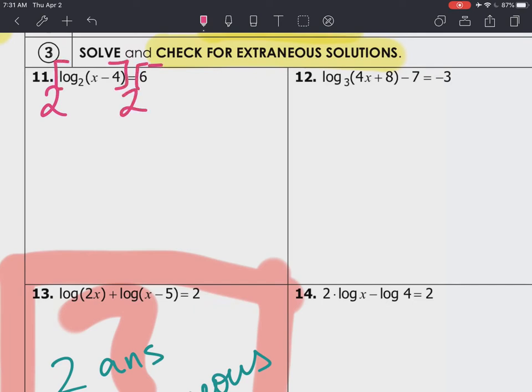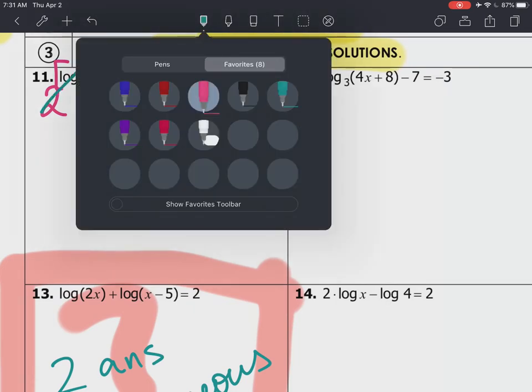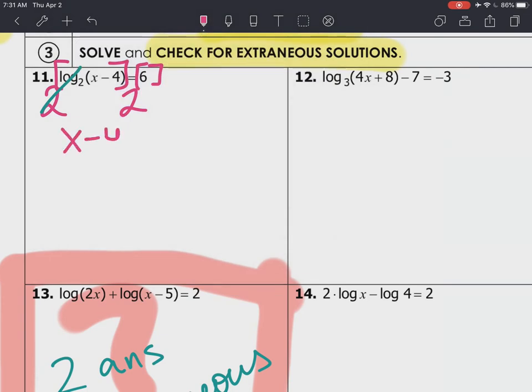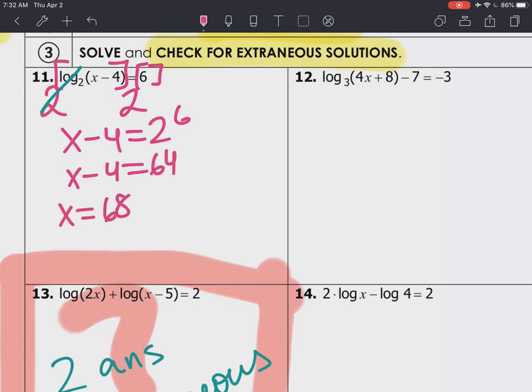I'm going to put a really big 2 just to show that the 2 is the base, and everything that was already typed becomes an exponent. So then that means that x minus 4 is equal to 2 to the 6th power. 2 to the 6th power is 64. Add 4 on both sides and you get 68. Now before I just put a little check mark there, I do have to check my work. So I'm going to take 68 and plug it back into the original.